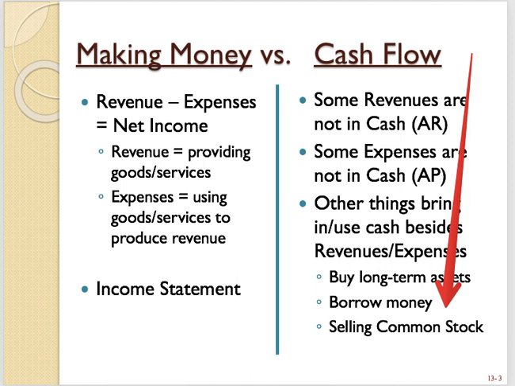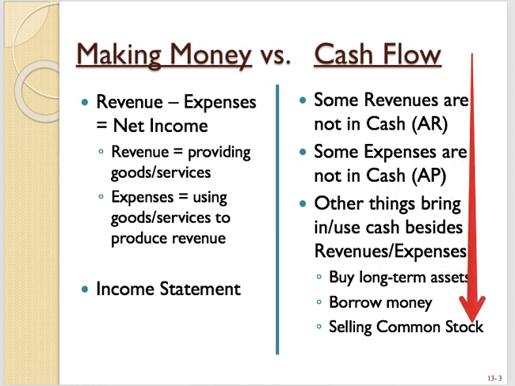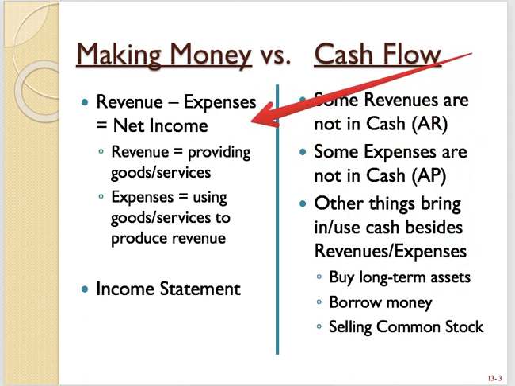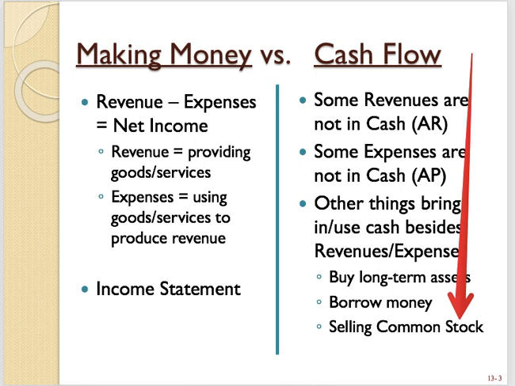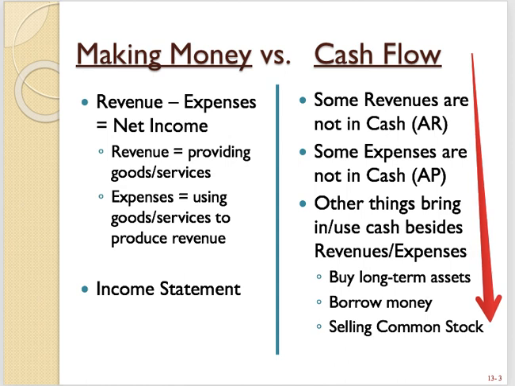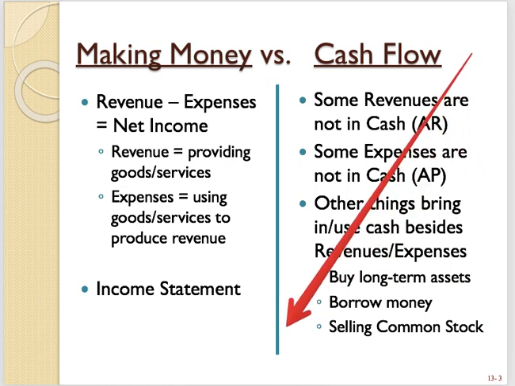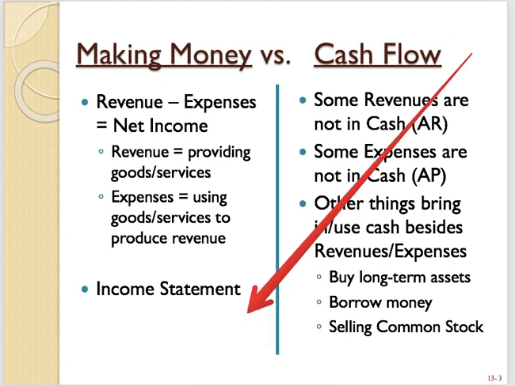When you borrow money, when you go to the bank and get a loan, you don't see that on the income statement. It has nothing to do with making money. But it involves cash flow, right? There's cash coming in when you borrow the money. There's cash going out when you repay it. Same thing with common stock. When you sell common stock, you don't see that on the income statement. It's not an element of revenue or expense, but you get cash for it. So these are things that we need to consider in our statement of cash flows that you wouldn't necessarily see on the income statement.